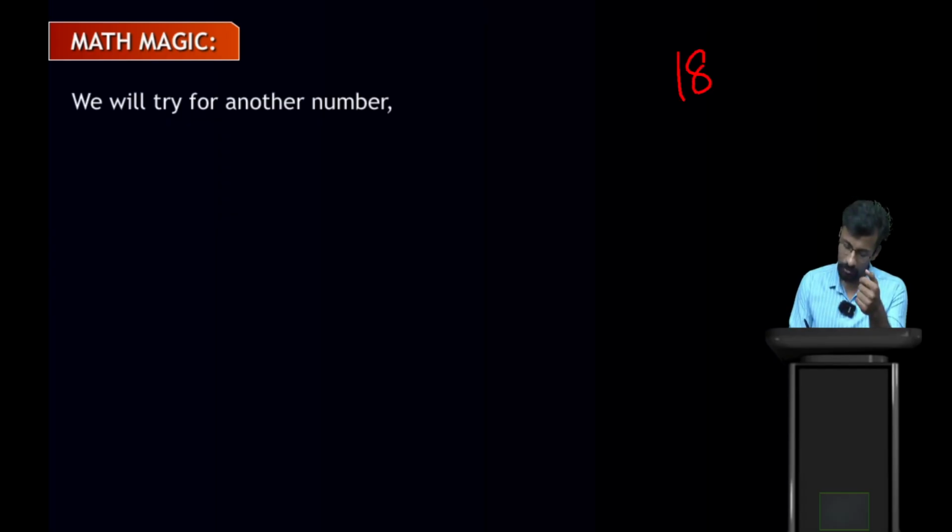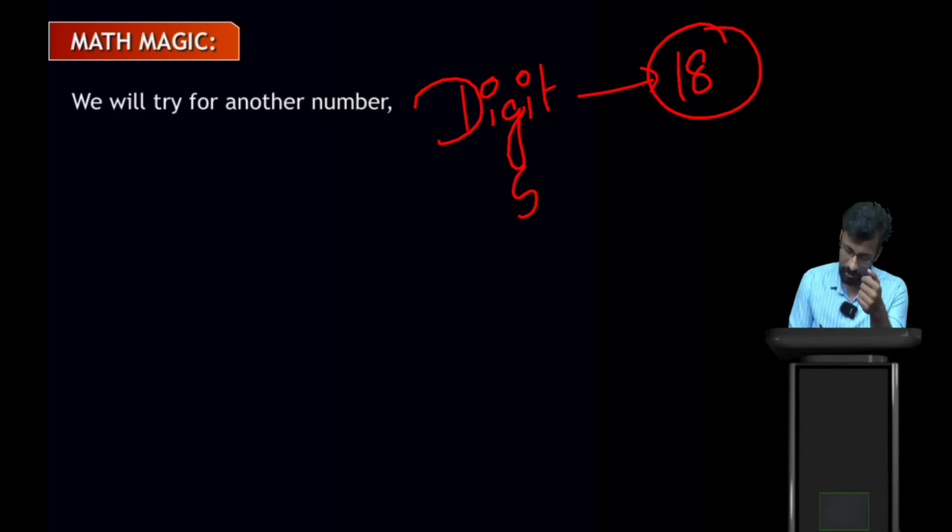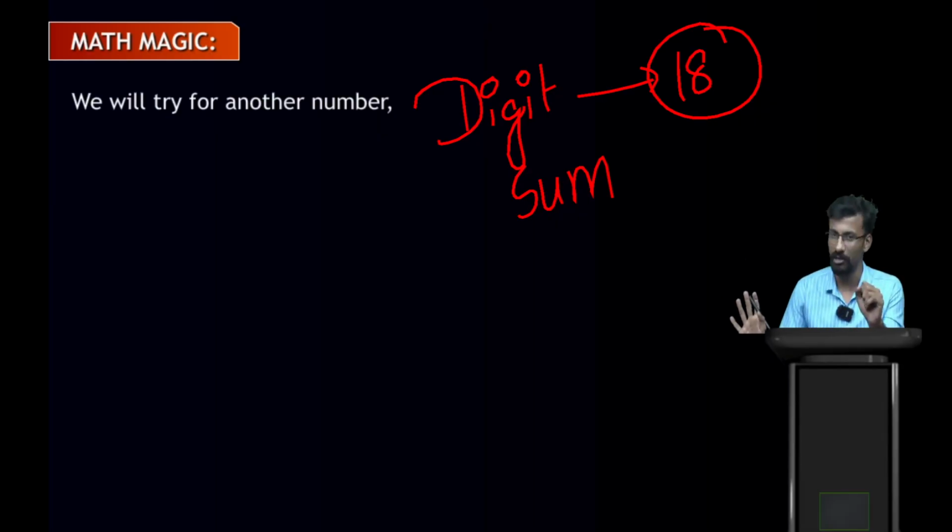We are getting the digit sum equal to 18. Our digit sum is equal to 18. Remember that one.